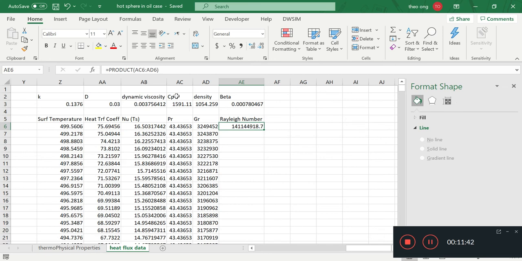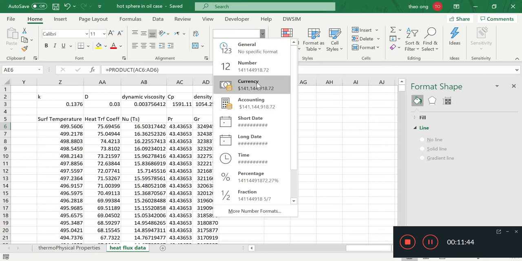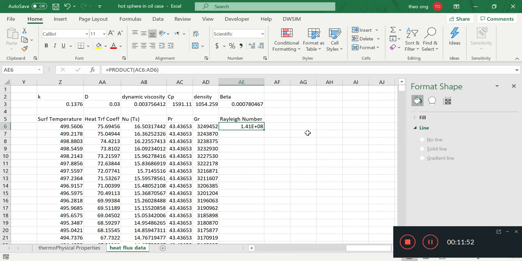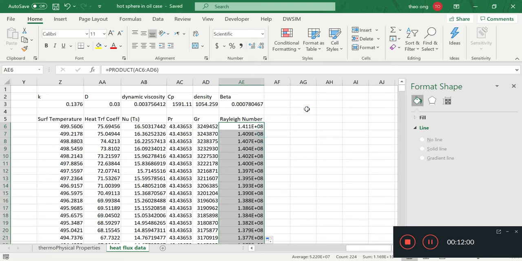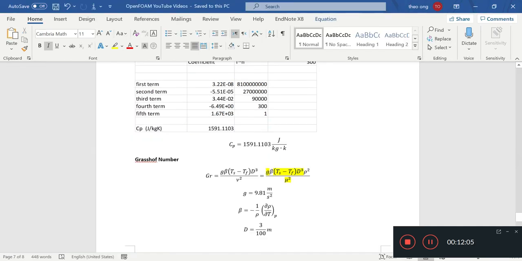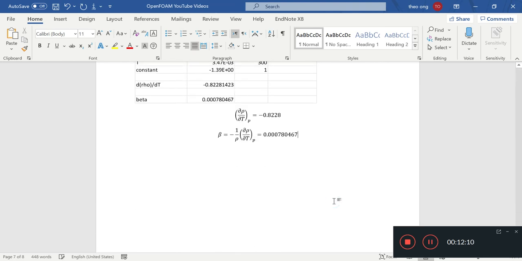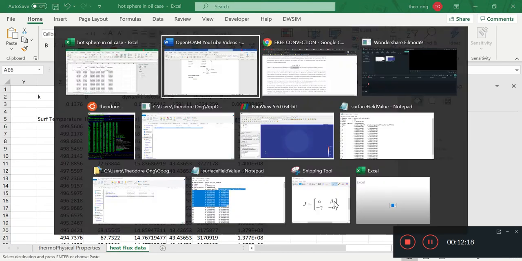Okay, so let's format it as scientific format. Where's the scientific format? There you go. 1.41 times 10 to the 8. And you just give it more decimal points by clicking on that. So the biggest Rayleigh number is 1.411 times 10 to the 8. The largest Rayleigh number is 1.41 times 10 to the 8.